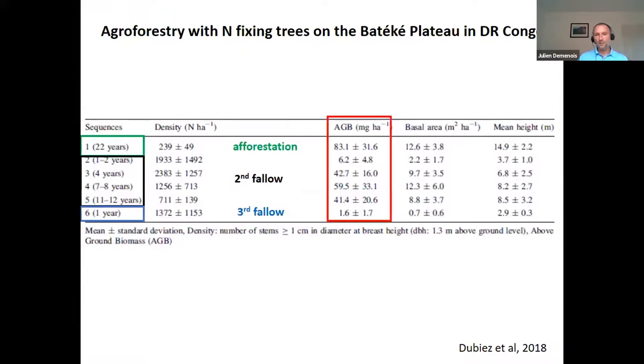And in this column of the table, we have the above-ground biomass, AGB, which is more or less the stock of carbon which was sequestered in the above-ground biomass of the trees. The below-ground biomass, which also accounts for an important part of the potential of carbon sequestration, is not presented here in this table. But what we can see in this table, not surprisingly, is that the above-ground biomass is pretty high, especially if we compare this with the stock in the natural savanna. And the stock is increasing with the age of the trees and with the duration of the fallow, which is not really a surprise.